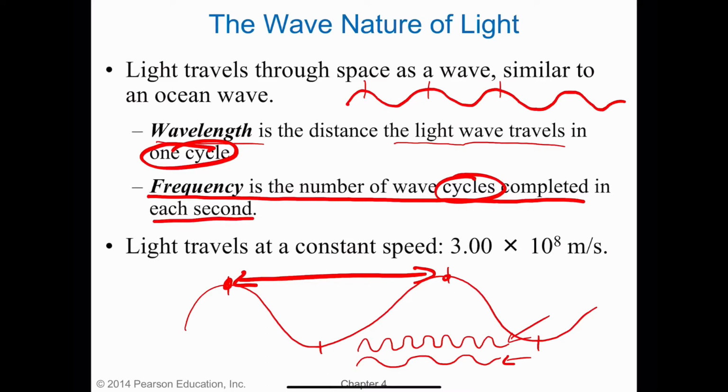Now this number here is the speed of light. This is a very important constant of the universe. It's represented by the letter c. So this is the same c as in E equals mc squared. It's the same thing. It's the speed of light.